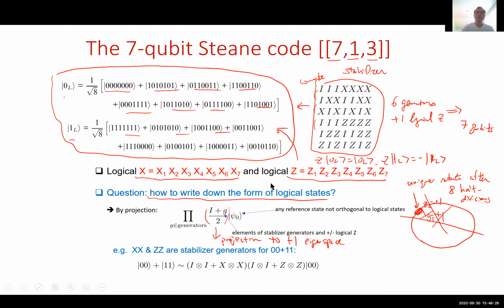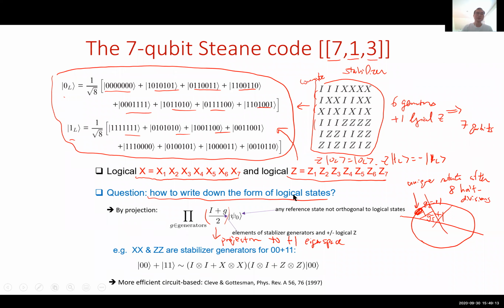And once you get logical 0, you can apply the logical X to flip that. Maybe this is also a bit cryptic. You can see the example of 0,0 plus 1,1. They are stabilized by XX and ZZ. But you can see that if I take this combination and apply it to a reference 0,0, I would obtain that. I can let you verify yourself. So that's one way to do it if you really want to write these down. But at the moment you don't need to do that, because that's implicit in these generators.